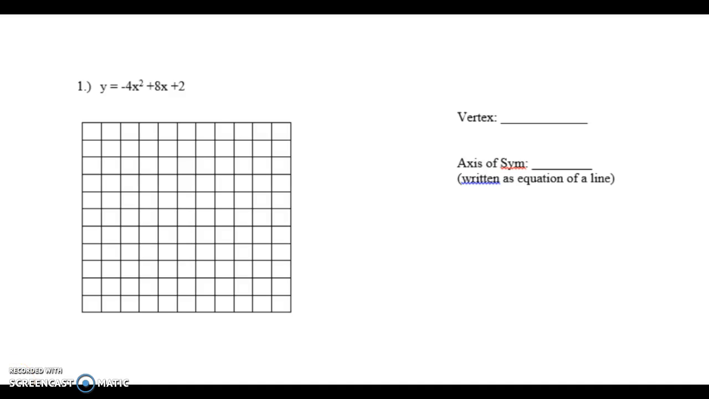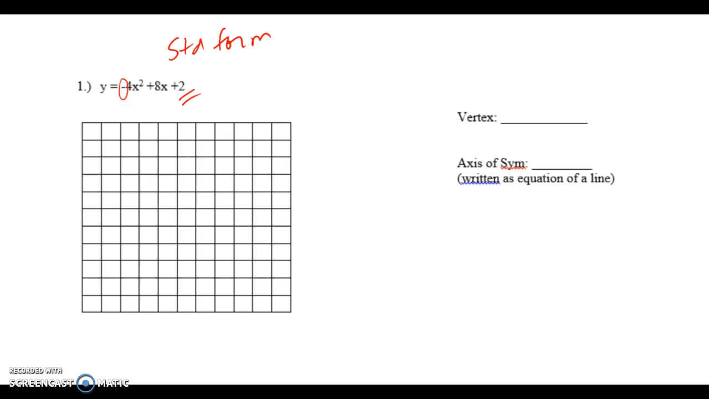Let's walk through this test problem by problem. Okay, so what we want to do here is graph this quadratic and list the vertex and the axis of symmetry. So this is a quadratic in standard form. What can we tell just from looking at it? Well, it better open down, and it has a y-intercept of 2.